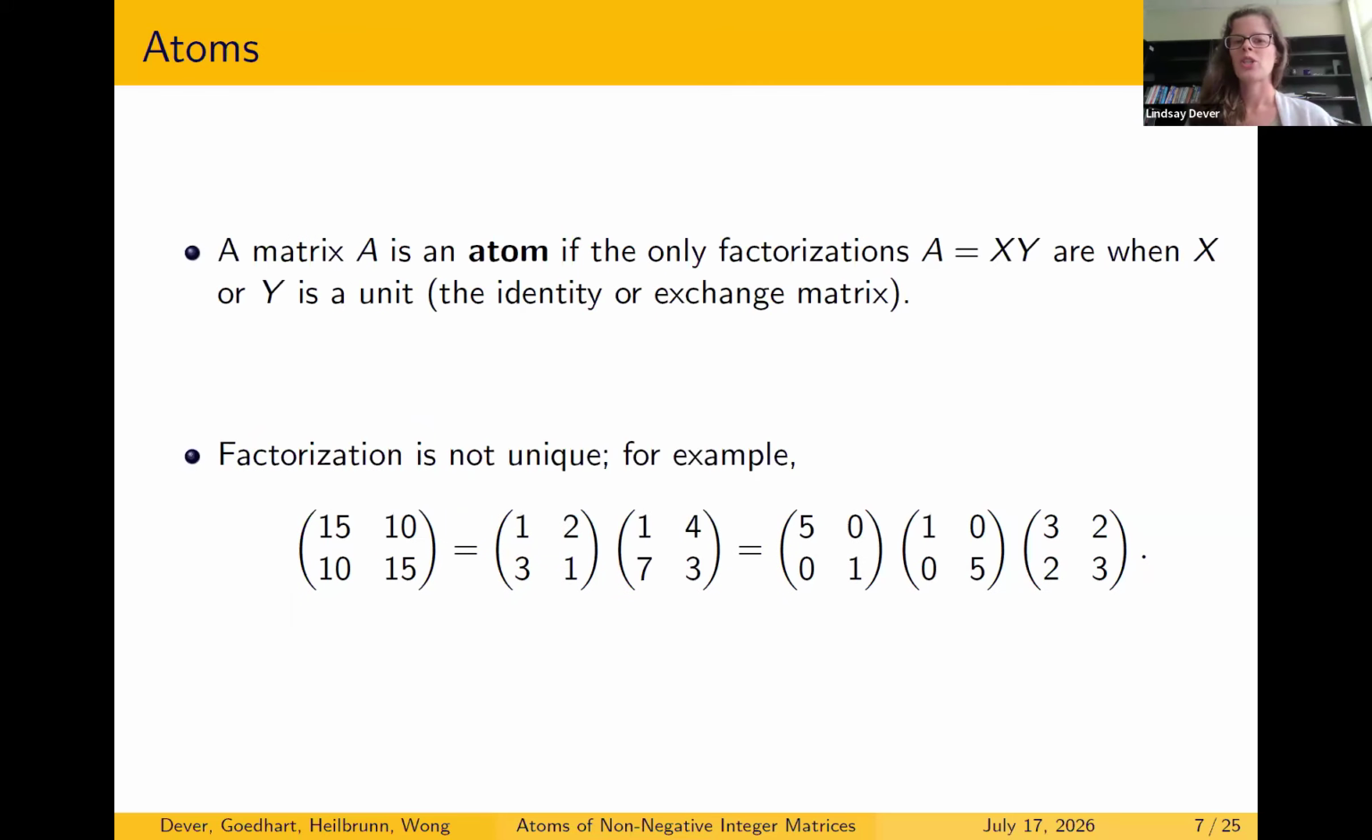Okay, so a matrix is an atom if it doesn't have any non-trivial factorizations. So it can only factor into something times the identity or the exchange. Factorization is not unique in this setting. So for example, 15, 10, 10, 15 has two, it may have more, but I have two different factorizations here. And both of these are actually factorizations into atoms. And interestingly, they have different lengths of factorization. So length 2 and length 3. And these don't factor any further.